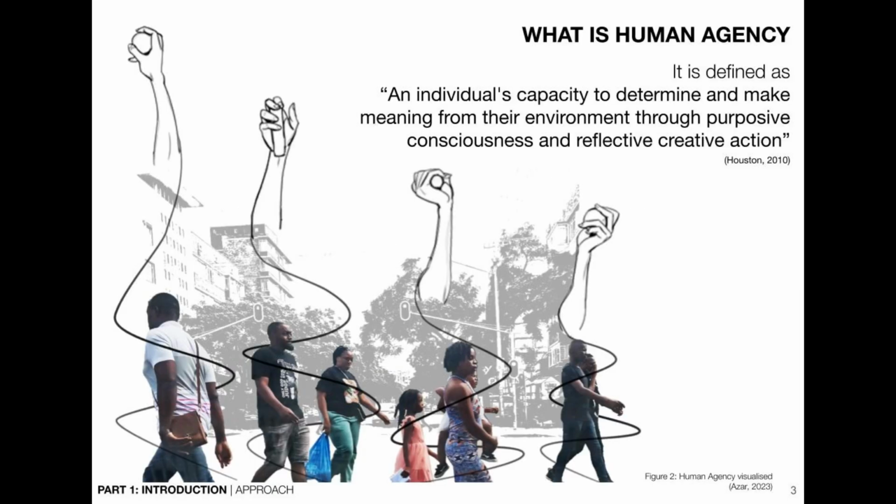So firstly, what is human agency? Human agency is defined as an individual's capacity to determine and make meaning from the environment through purposive consciousness and reflective creative action.